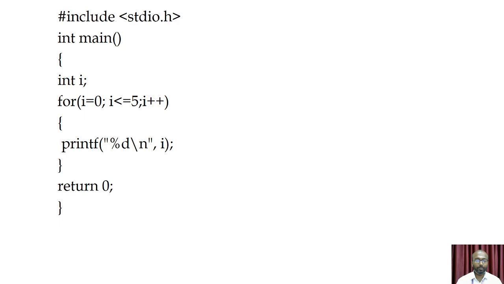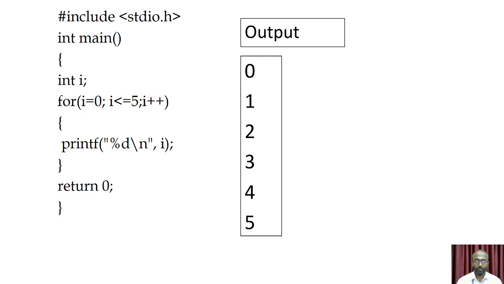Again the value is incremented, the value becomes 6. Then the condition is checked, 6 less than or equal to 5. Since the condition is false, the loop is terminated and the value 0 is returned. And this is the working of a for loop. And now let's see the output here. So the output is 0, 1, 2, 3, 4 and 5.